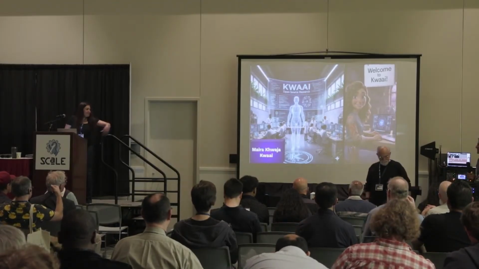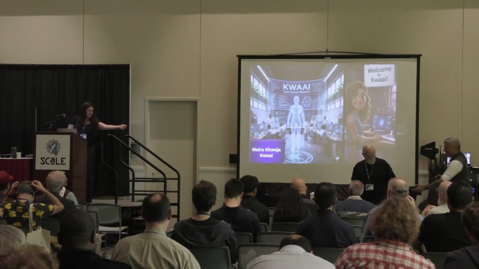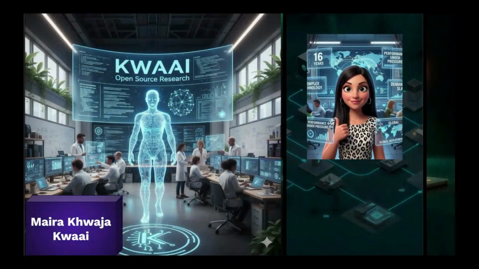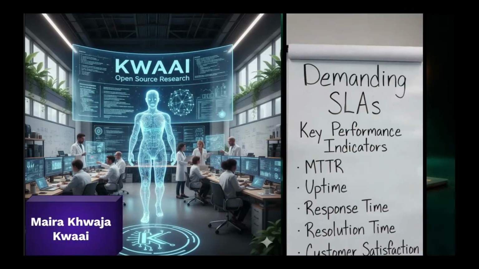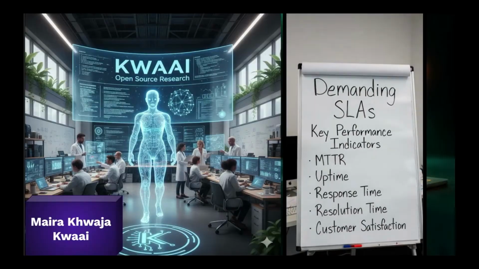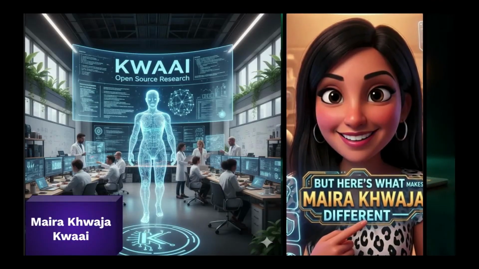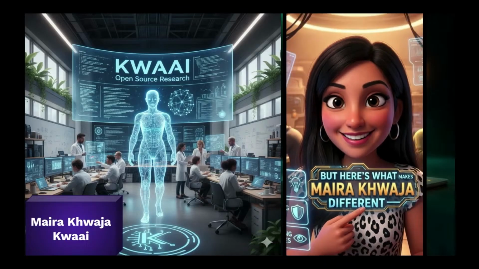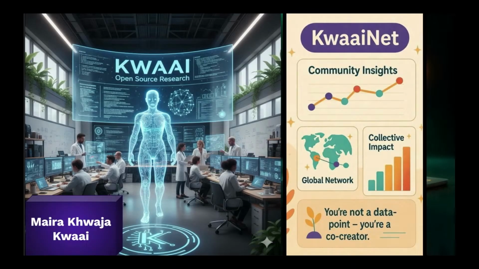She's the person who makes sure everything actually works. 16 years of making complex technology perform under pressure. High availability, demanding SLAs, global deployments that cannot fail. But here's what makes Maira Khwaja different. She doesn't just run the systems, she shapes the strategy.